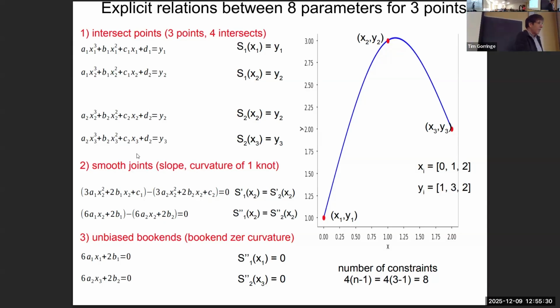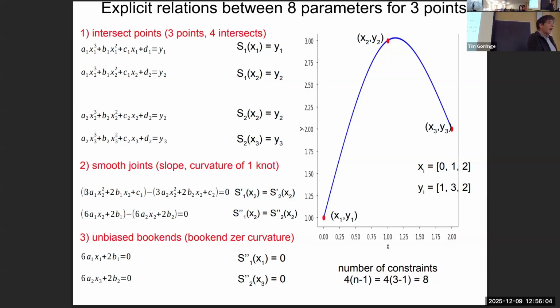We need 8. There's one point at which these two cubics meet one another. That's x2, y2. We call that point a knot, or a joint between the two cubics. We're going to enforce that the knot, or the joint between the two cubics, joins smoothly, that their first order and second order derivatives are equal at that point. And so that's these second two equations here.